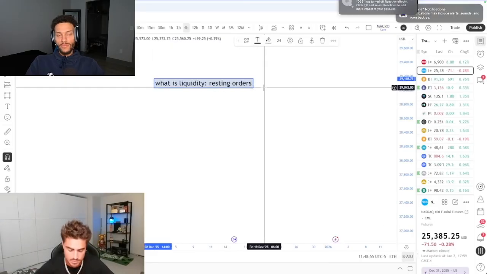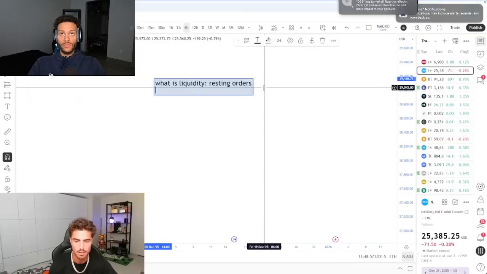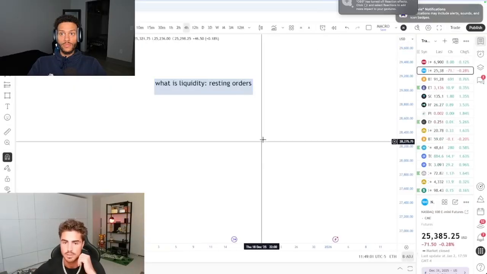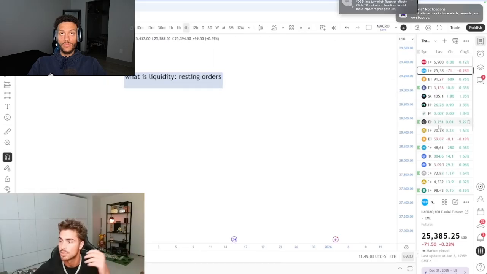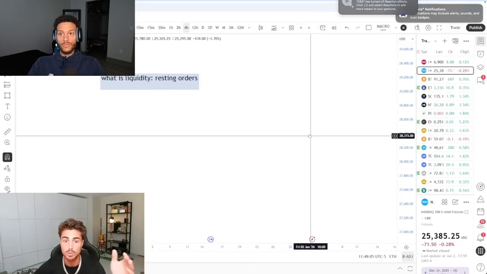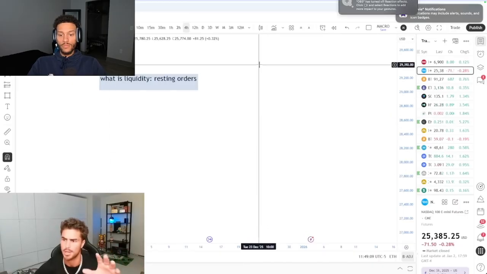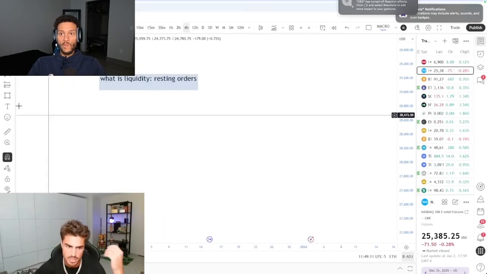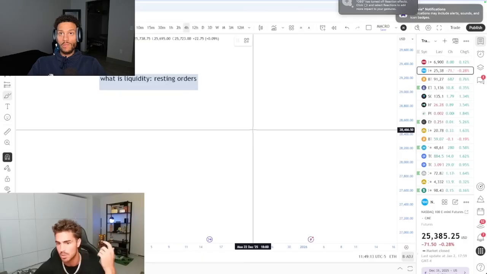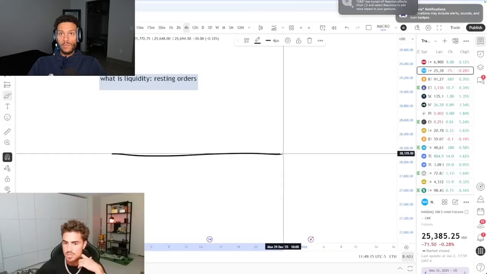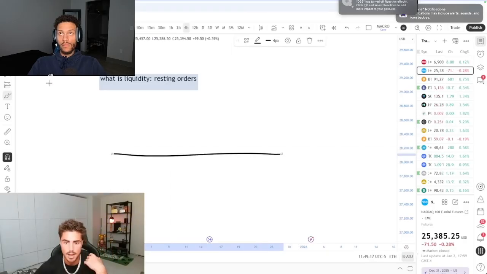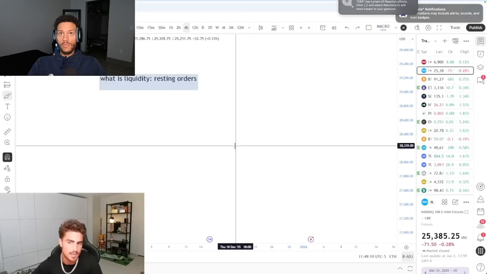What's liquidity? It's resting orders. Now why is liquidity important to us? Why do we want to know where resting orders are? Well, in order for the market to move, it needs orders to be filled in order to be able to push the market in the direction that it wants to go. Because if there's no orders getting filled, then the market's just going to go sideways and not move at all. Orders are constantly getting filled while the market's open.